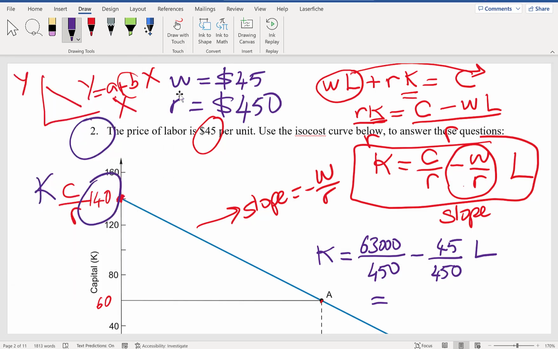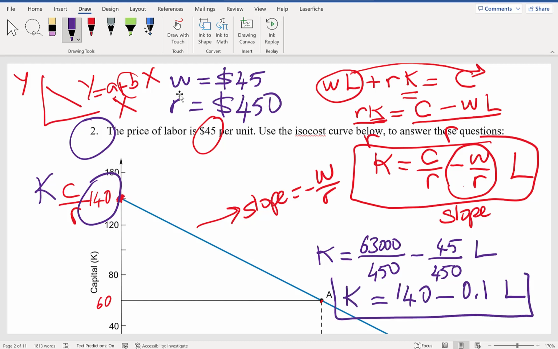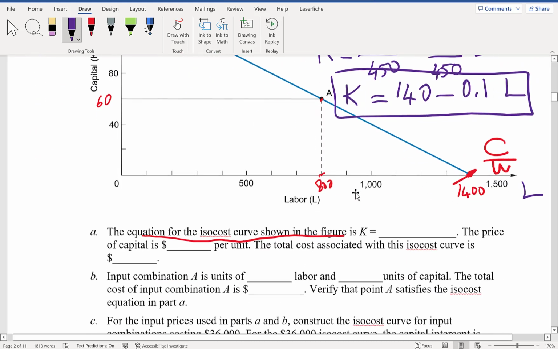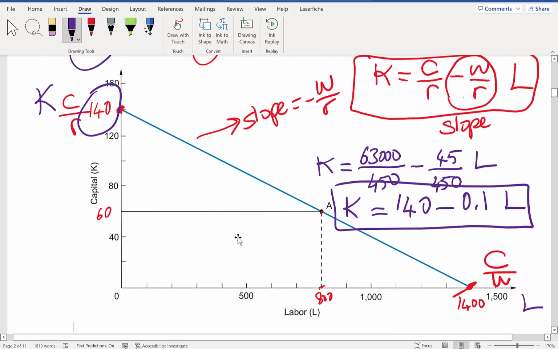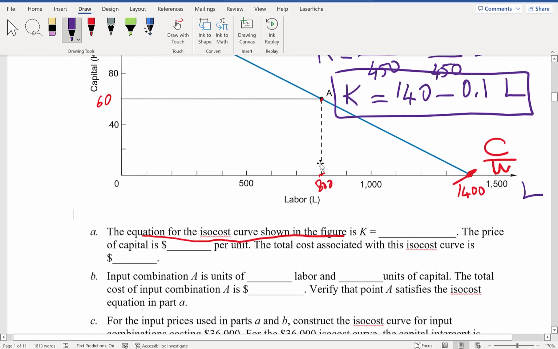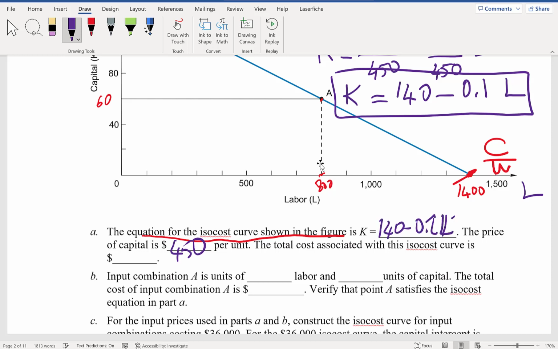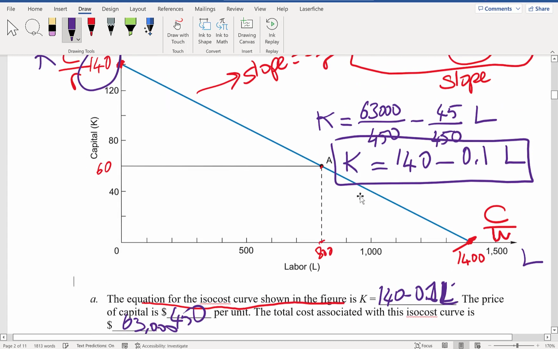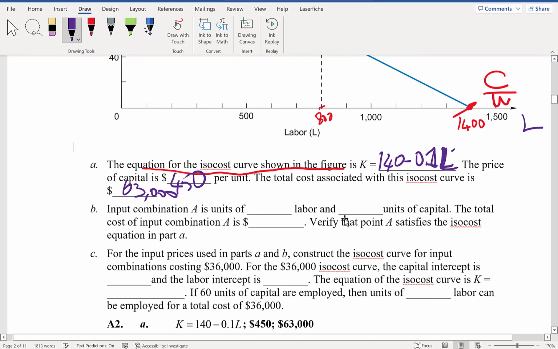It's the intercept, right? 140 minus 1 over 10, 0.1 L. This is your equation. That's how you find it. The price of capital is $450 per unit, so K equals 140 minus 0.1 L. And the total cost associated with this iso-cost curve is $63,000. So on all these points, the cost of producing is $63,000.